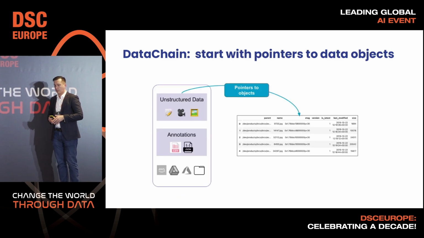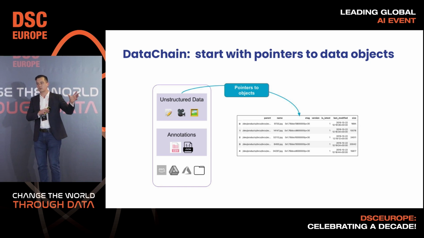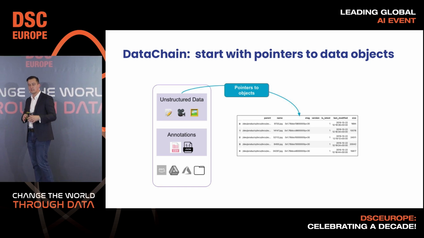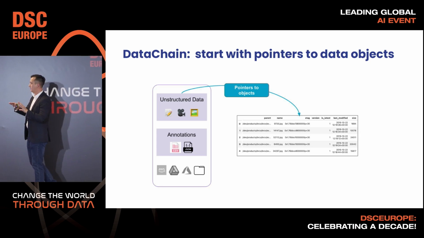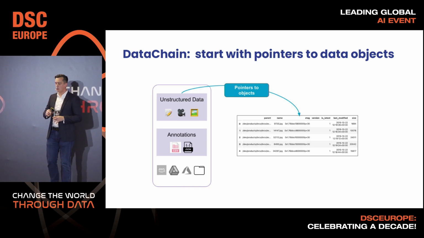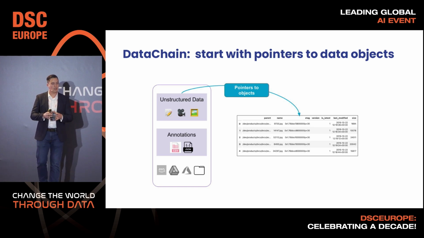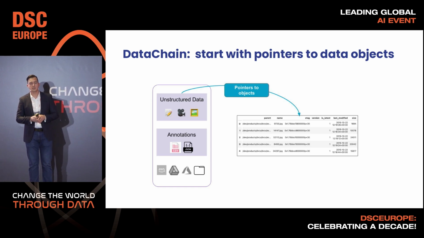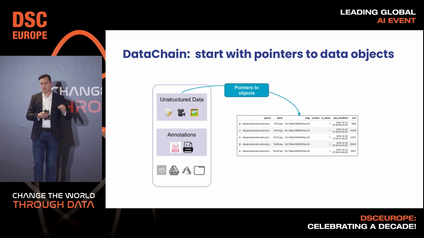How does it work? Imagine we have our data stored in the cloud, in S3 buckets or whatever. There can be different structures of that data, and imagine there are terabytes of data, a lot of it. What DataChain actually starts with is creating the DataChain object, which is a table of pointers to the files stored in the cloud. This is pretty simple.